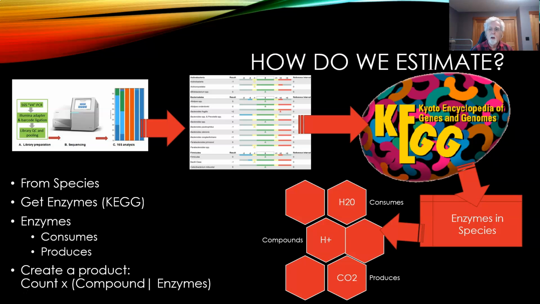Then we go back to KEGG, and from KEGG we know which compounds or chemicals are consumed, or substrate to use their term, by the enzymes and which are produced by the enzyme. So we now have input and output. And thereby we are able to say, okay, here is a compound and we have an abundance of a particular chemical being produced.